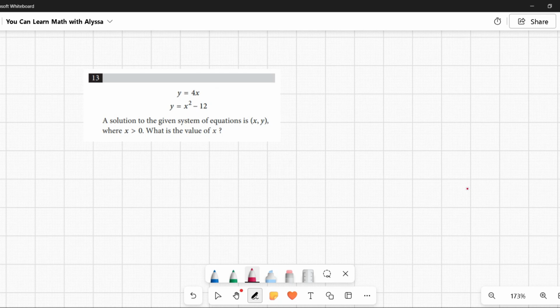13, y equals 4x and y equals x squared minus 12. A solution to the given system of equations is x and y where x is greater than 0. What is the value of x?